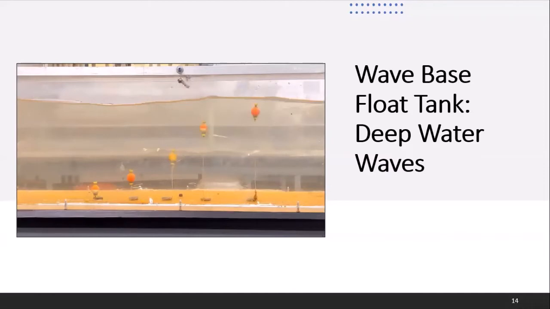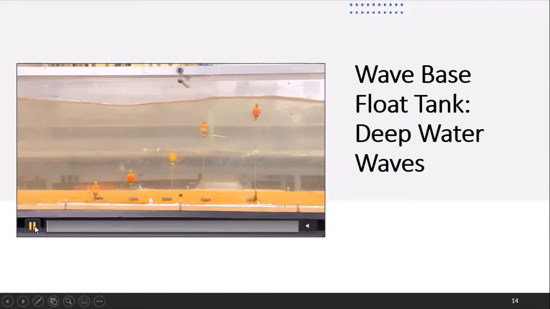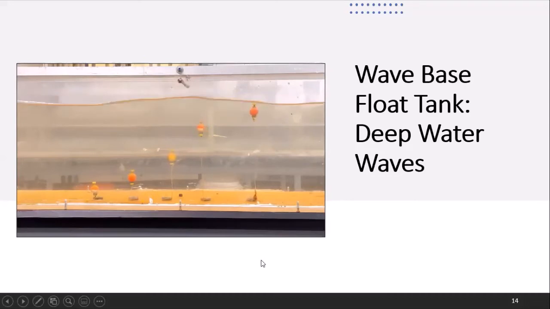In this next demonstration, the wave paddle speed is set to low in order to simulate deep water waves. Here you can see that the relatively long wavelengths are translated to a deeper wave base, hence all of the floats show movement.